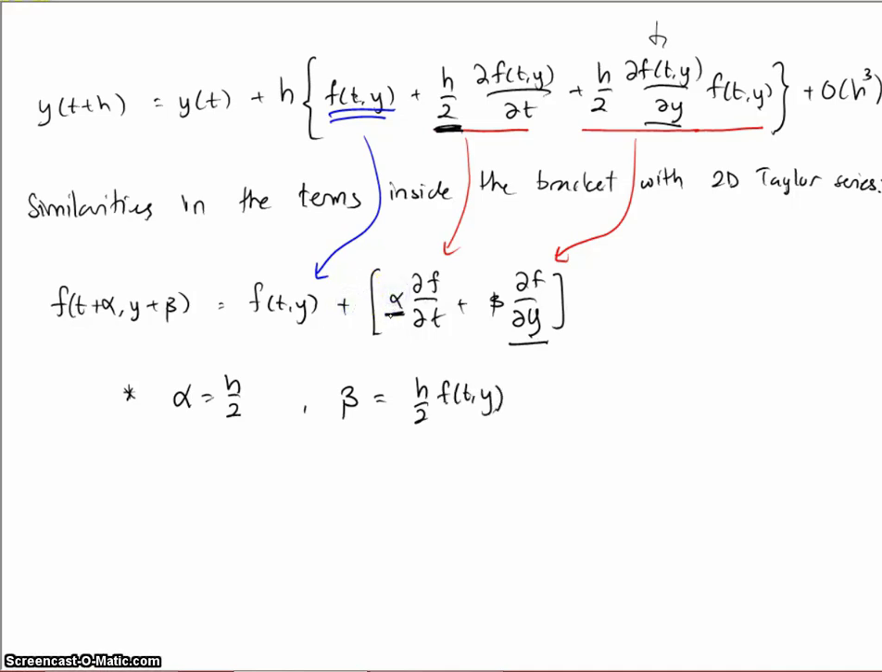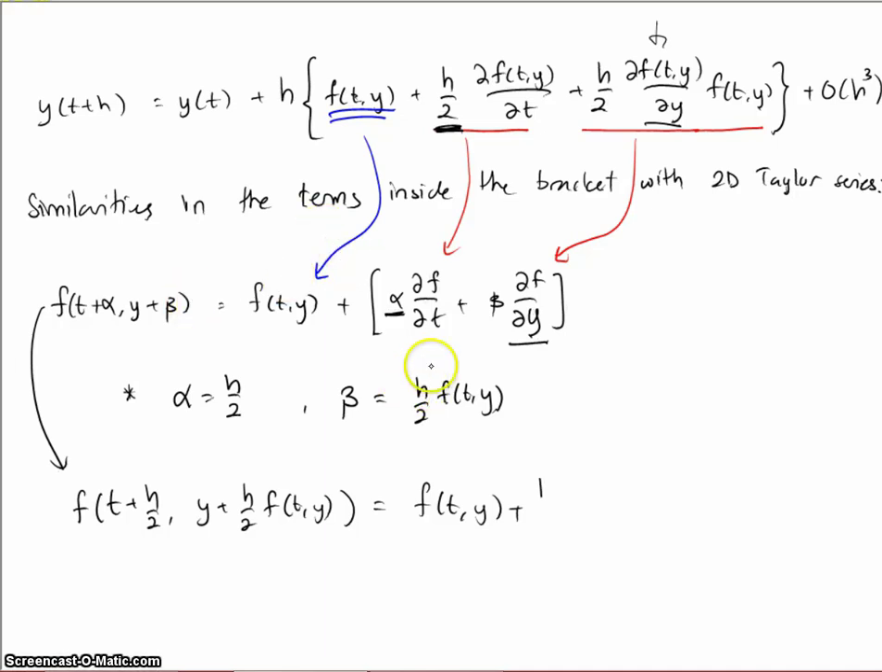and y. Okay, so what this means is that our function f here can be written as t plus h over 2, y plus h over 2 f at t, y. Okay, and this would be given by f at t, y plus your h over 2 df dt plus h over 2 f times df dy.